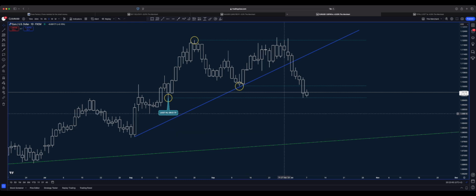And if the price is going to break below this point here, then we will wait for the retest. If we see a nice retest and it's holding as resistance, then we will be selling. So if the price is about to break, we'll wait for the retest and then we will be selling.